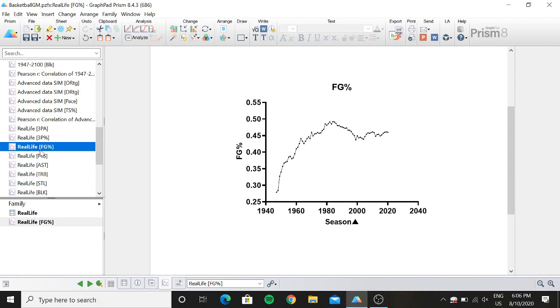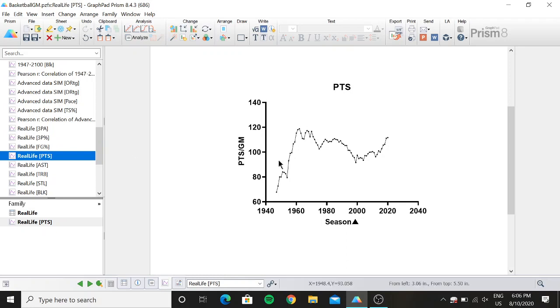Field goal percentage, once again, dropped right here as there were more ISO possessions around the 90s and early 2000s, but then started to slowly pick up. Once again, this is field goal percentage, so three-pointers are not accounted for at their whole value. So it's natural that as teams take more three-pointers, the field goal percentage could go down.